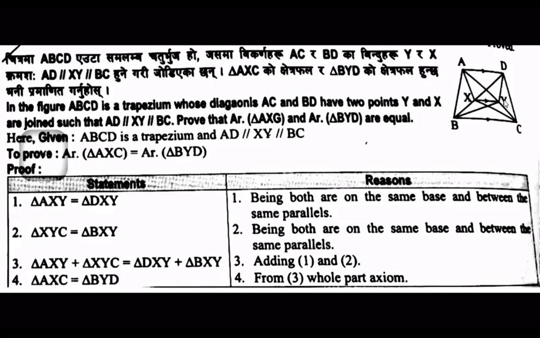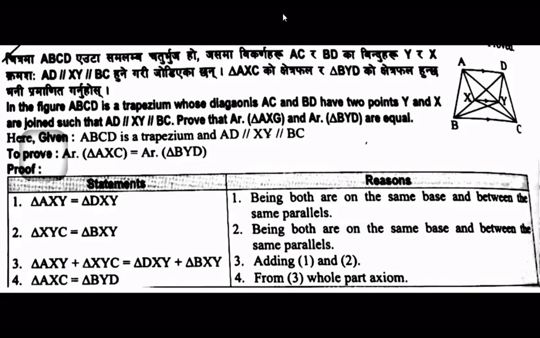You can see the diagonals AC and BD, having the points Y and X. X and Y are joined together, and these lines are parallel to each other: AD, XY and BC. You need to prove that triangle AXC and triangle BYD are equal to each other.